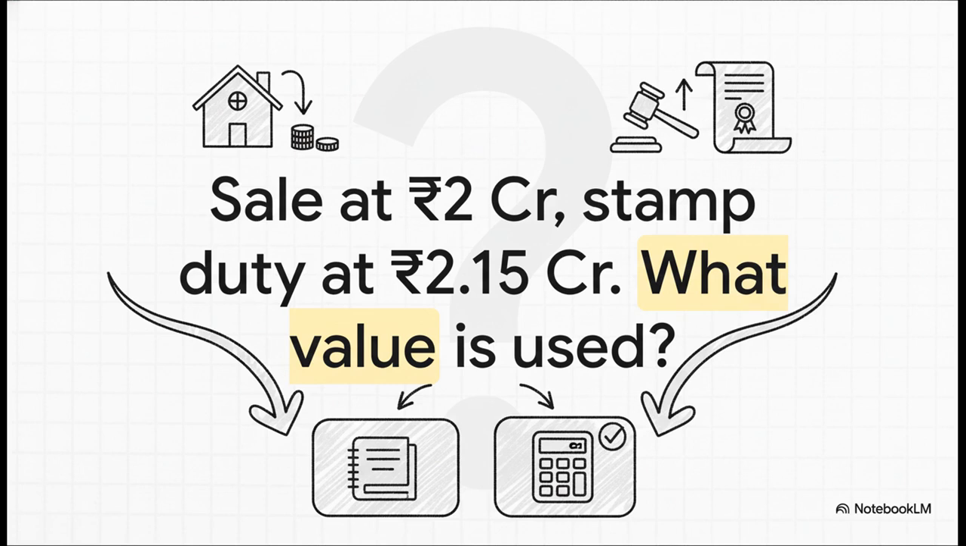All right, let's just jump into a super common situation. Picture this. A developer sells an office for, say, 2 crores rupees. But then you look at the stamp duty value, and it's 2.15 crores rupees. So what do you do? Which value do you actually use to calculate the business profit? Is it the 2 crores they actually got, or the higher 2.15 crores? This isn't just some textbook problem. This decision directly hits the bottom line, the actual tax you're going to pay.